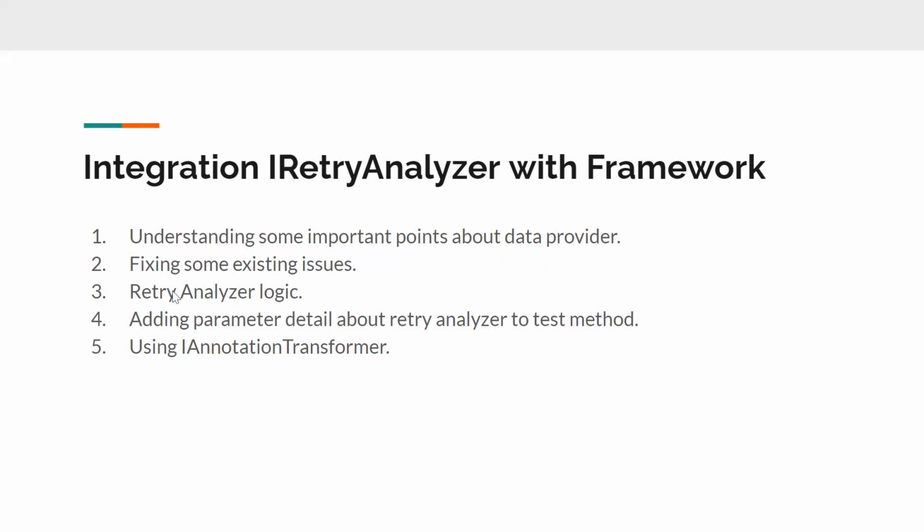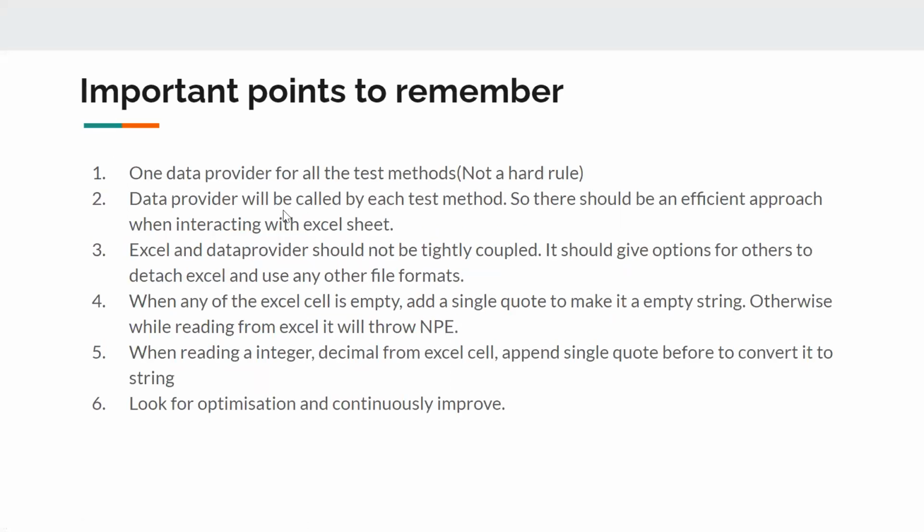We'll also write the retry analyzer logic, and see how we can let the test methods know that there is a retry analyzer that is going to listen to all your failed tests. We'll also see how we can use the IAnnotationTransformer listener to reduce the parameters that we are writing on top of the test methods. If you are not understanding any of this, that's okay. For now, I'll first cover the important points to remember when using a data provider.